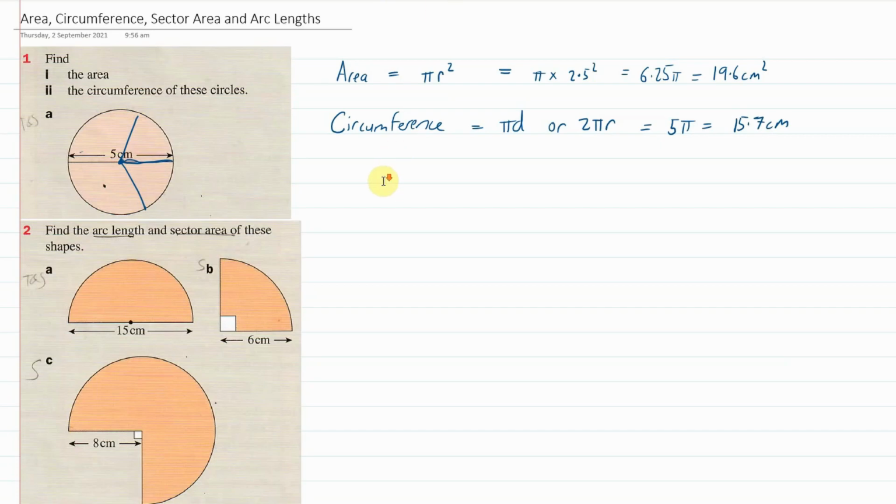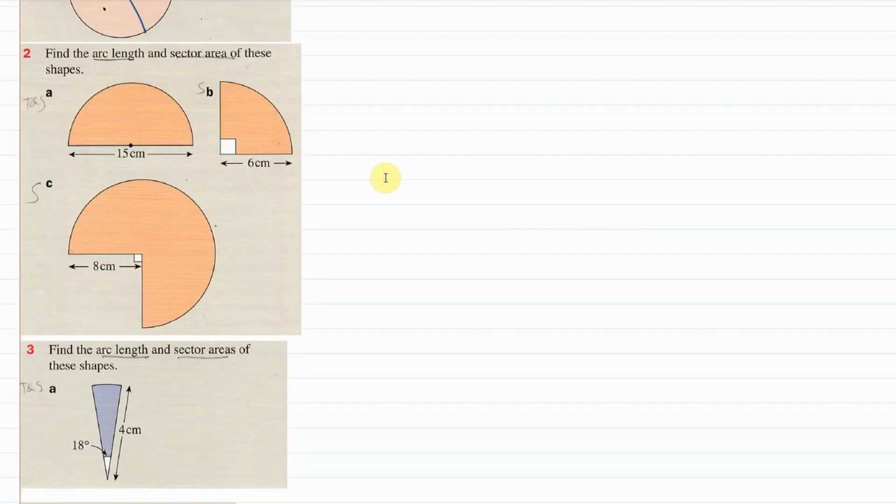Moving on, question 2. So this time we're trying to do arc length. Now arc length is this bit here. Okay, I'm just highlighting all of the arc lengths now. So the circly bit, those are arc lengths. So let's do the arc lengths first.